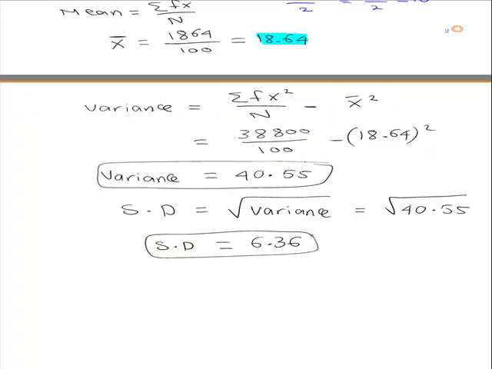I hope it's clear how we can compute variance and standard deviation if you have ungrouped data or grouped data. That's it. All the best.